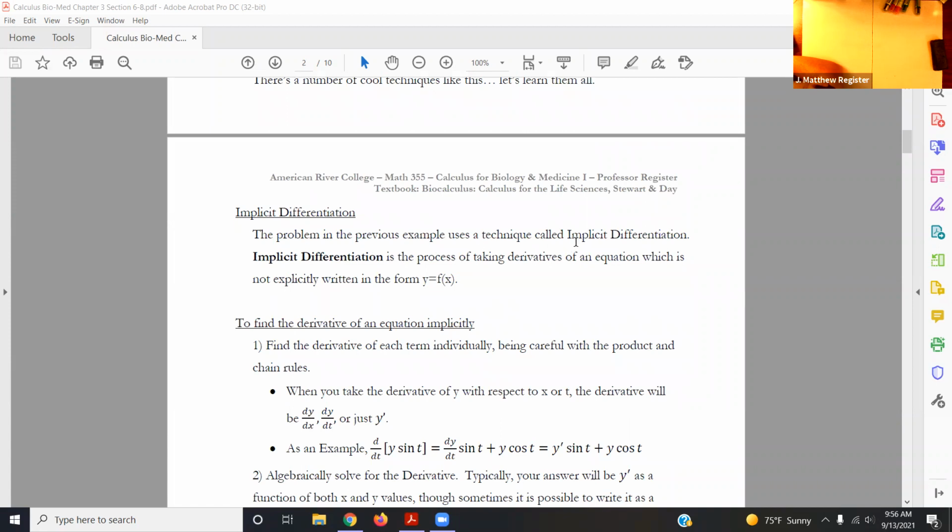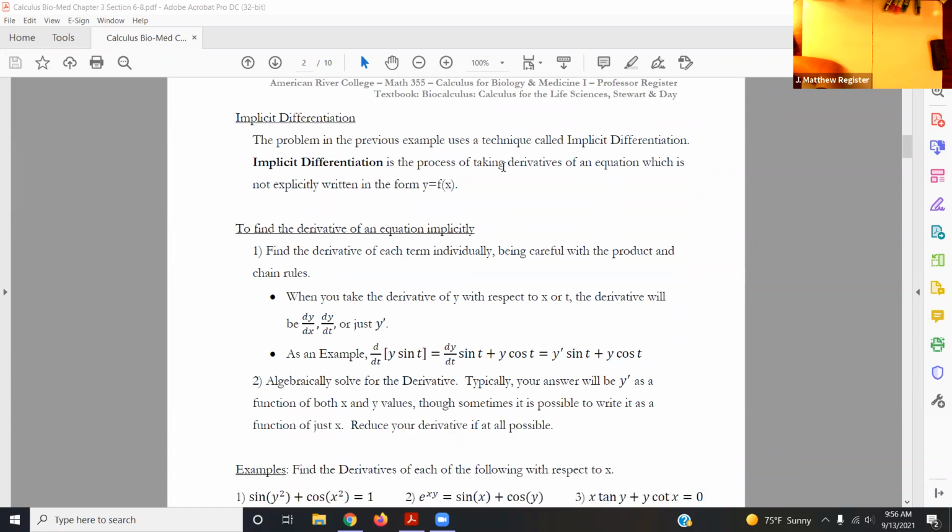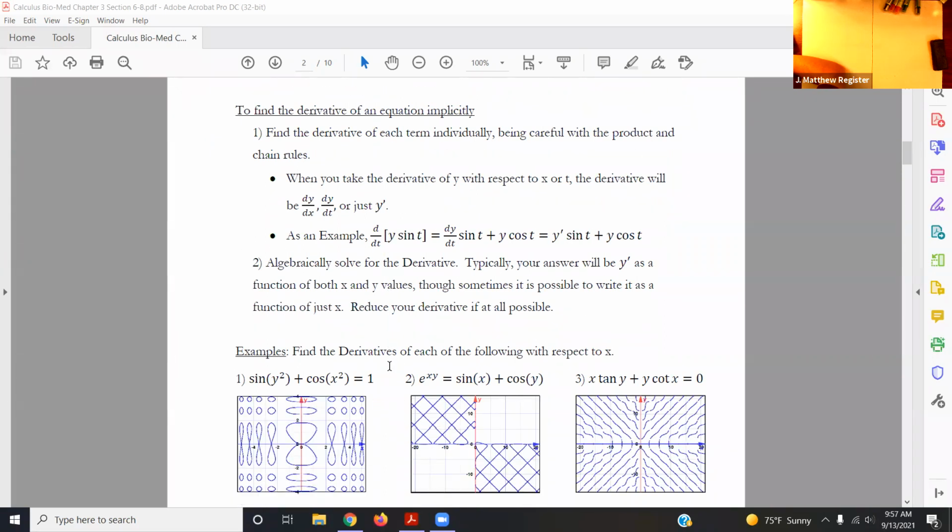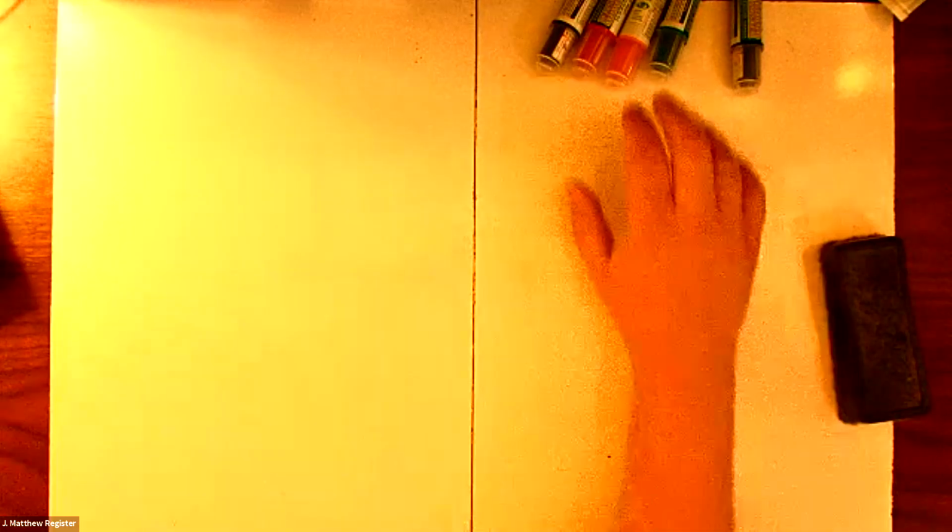And so the problem in the previous example used a technique called implicit differentiation. Implicit differentiation is basically where you take the derivative of something which is not written in explicit form. And so explicit form is y equals some function f of x. In order to do this, basically we're going to be taking the derivative of things which have different variables. And so let me break away from this and we'll just start playing with stuff.